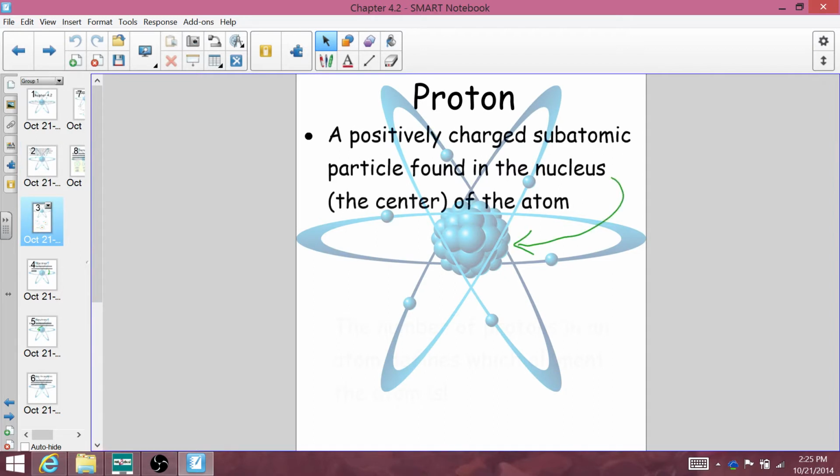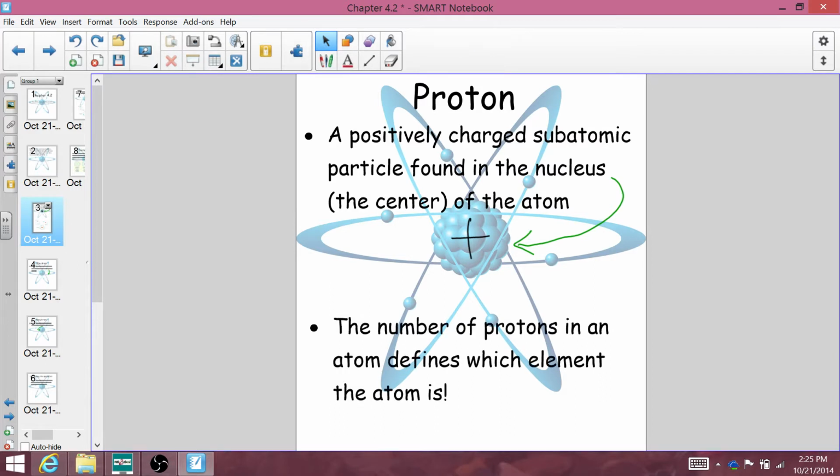So the proton, as you probably know, is a positively charged subatomic particle found in the nucleus of the atom. So the nucleus is this big centerpiece right here, and because it has a whole bunch of protons in it, it is overall positively charged. The number of protons in an atom defines which element the atom is, and this is super important. The only reason a hydrogen atom is different from a helium atom is because it has a different number of protons. It doesn't care how many electrons or how many neutrons it has. The number of protons defines the element.